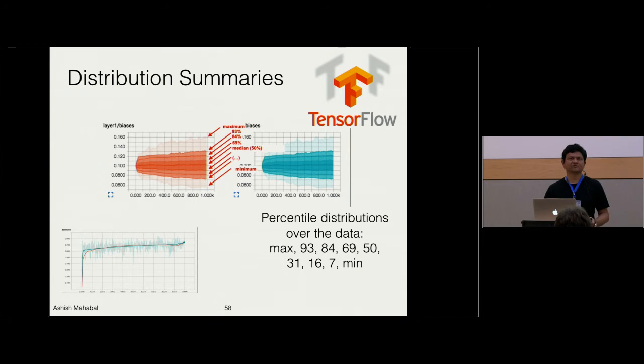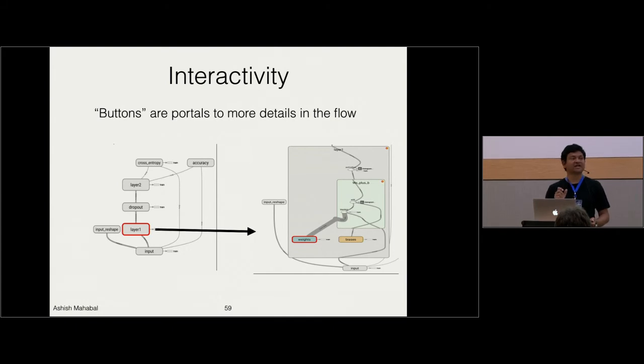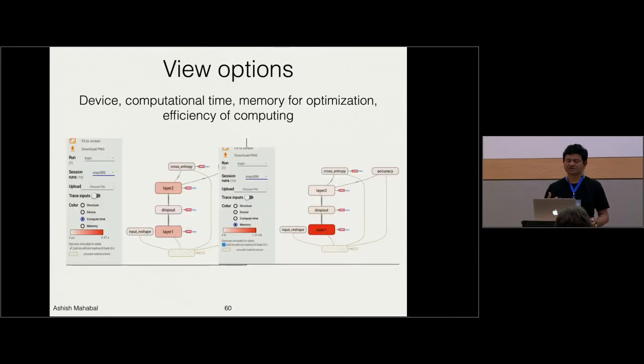And with things like TensorFlow, one can get into visualization, so you can have many distribution summaries. It's more interactive, so each of the buttons is like a workflow. You can push a button and start seeing many different things there. So for instance, there are various view options that one can see.